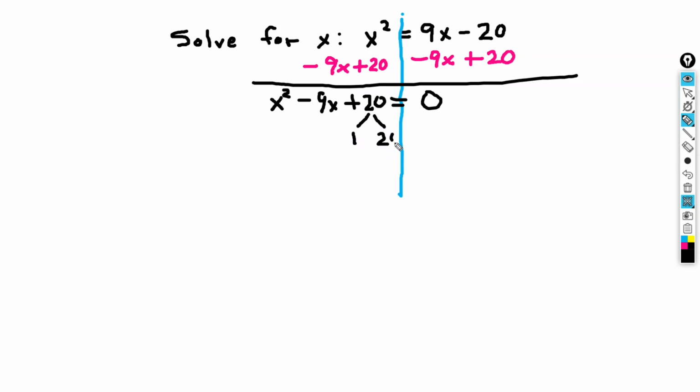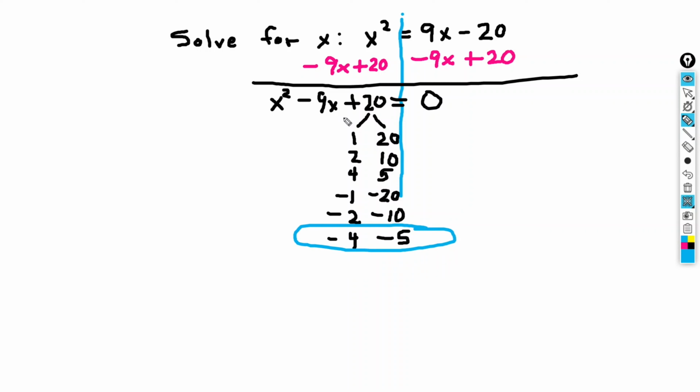Now this quadratic is factorable, so I'm going to list the factors of 20, which are 1 and 20, 2 and 10, and 4 and 5. And we also want to list the negative factors because we actually have to add to negative 9. So negative 1 and negative 20, negative 2 and negative 10, and negative 4 and negative 5. And I'm actually going to select negative 4 and negative 5 because those add to negative 9.